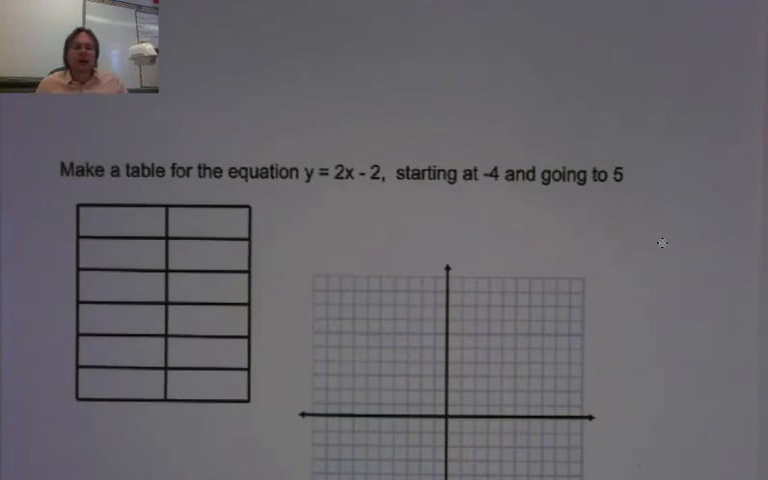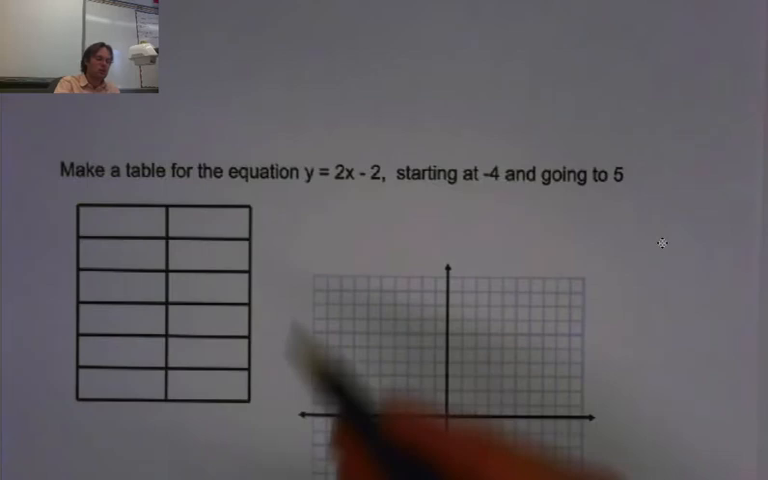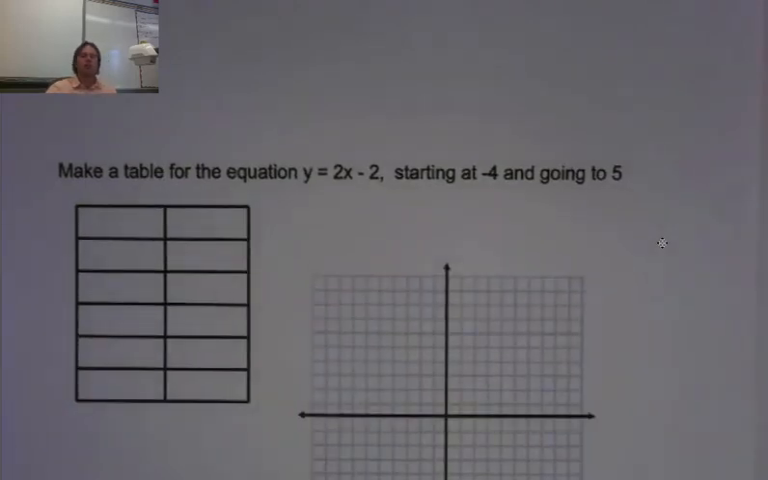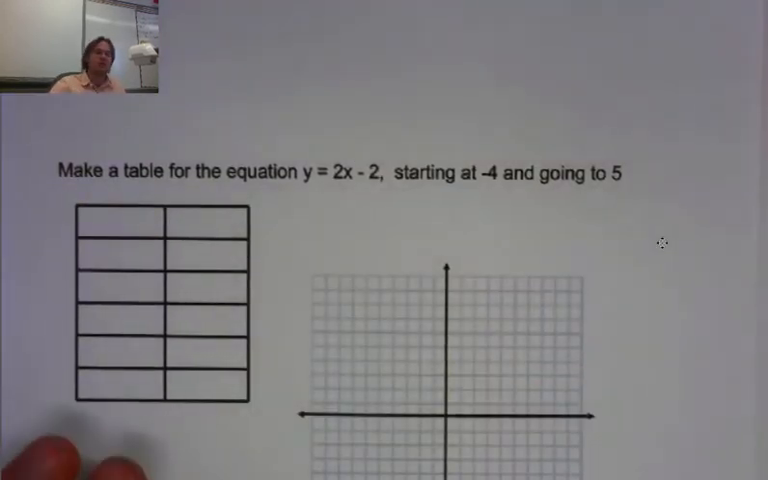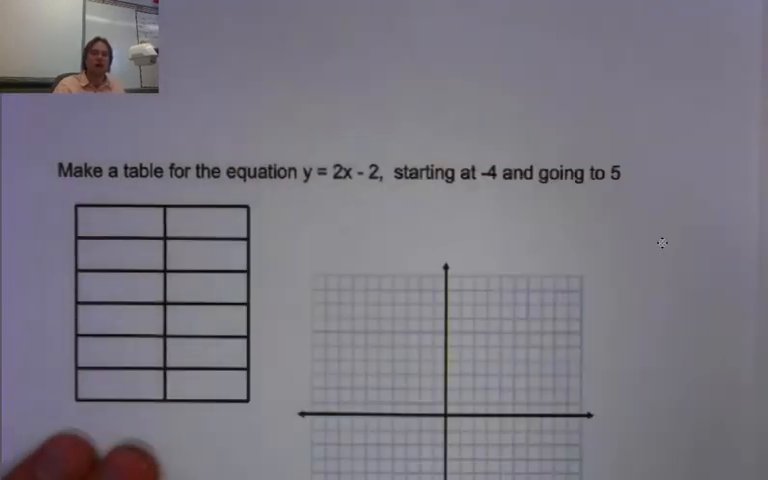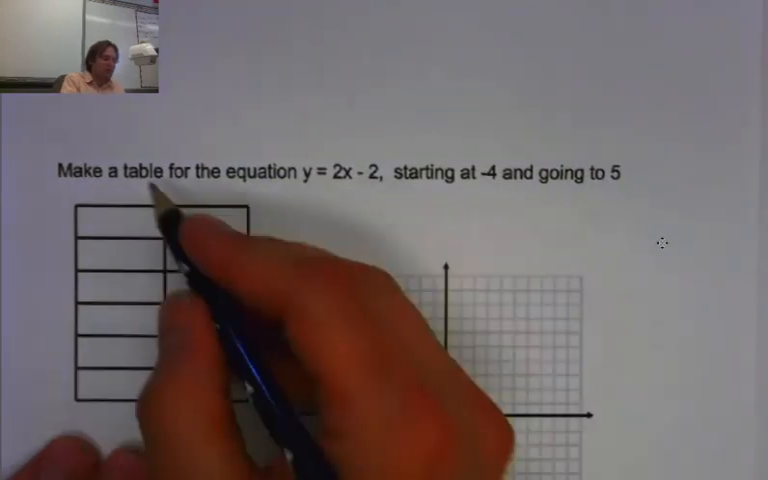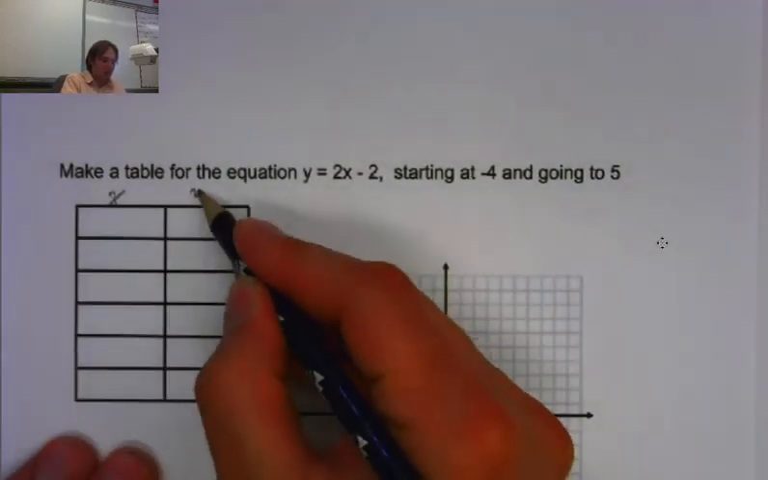Okay, so now let's look at question number 2. It says make a table for the equation starting at -4 to 5. So let's look at this equation here. Now we're working in reverse. We're already given the equation. So we said y is equal to 2x minus 2. So I'm going to say this is my x and this is my y.